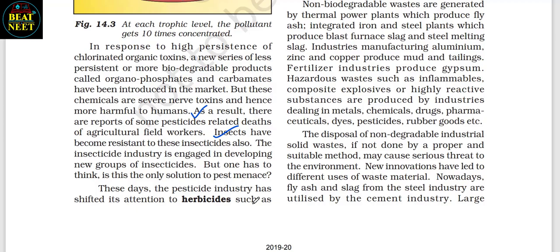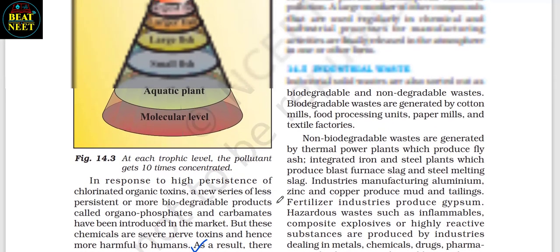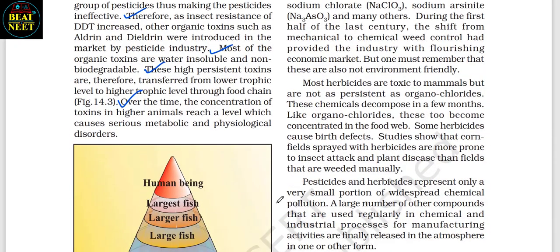The insecticide industry is engaged in developing new group of insecticide, but one has to think of a permanent solution to the pest menace. These days, the pesticide industry has shifted its attention to herbicides such as sodium chlorate, NaClO3, sodium arsenite, Na3AsO3, and many others. During the first half of the last century, the shift from mechanical to chemical weed control had provided the industry with flourishing economic market. But one must remember that these are also not environment friendly.